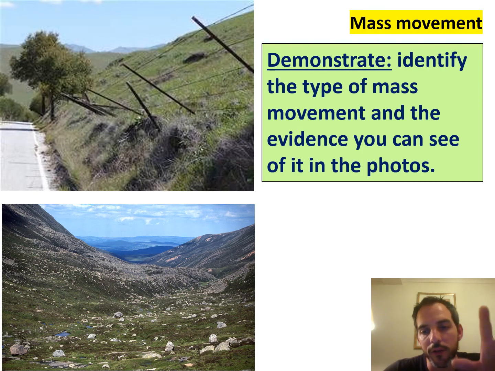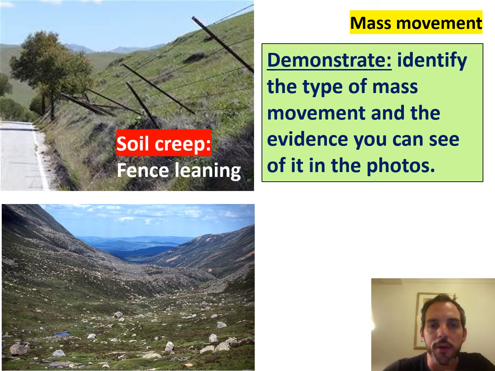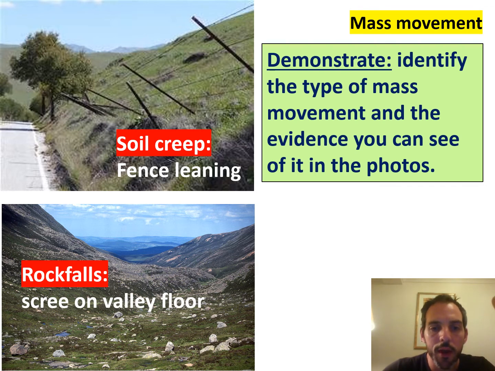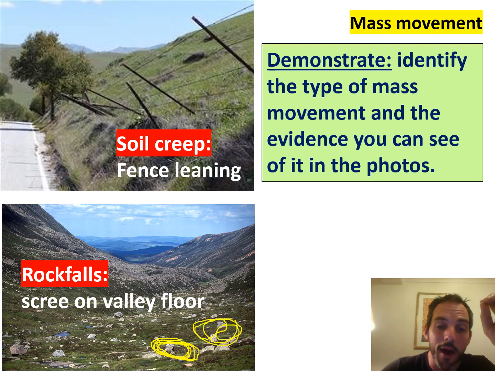What I'd like you to do, this is not essential, but it's quite a good thing to do. Pause the video and see if you can identify the type of mass movement in both photos and what the evidence is. How do you know it's happening? Here's soil creep, you can tell because the fence is leaning at a very steep angle. The second, we've got rock falls. The evidence of it, scree. Remember, even though it's a rock fall, I'm using that keyword scree. I want to hear those keywords in your writing and in your geography in general.